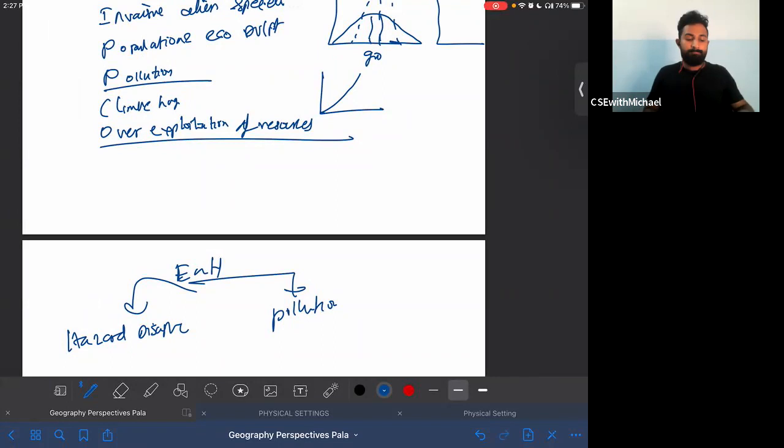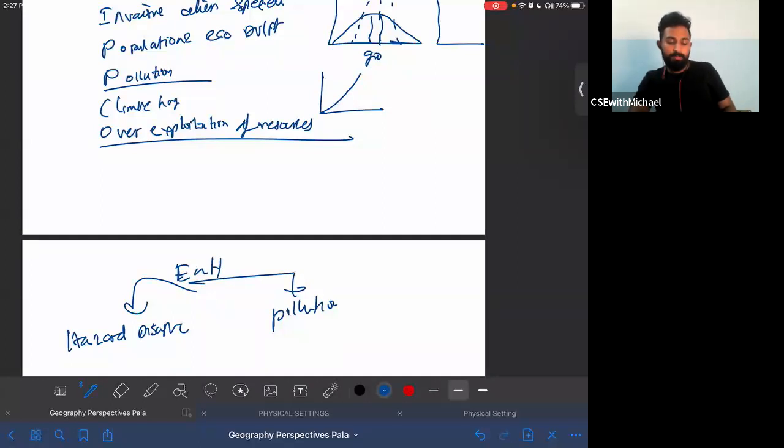Okay, environmental degradation refers to something related to decay, but environmental degradation is the larger term than environmental decay. That is to be kept in mind. It refers to lowering in the quality of environment. Generally, it refers to lowering in quality of environment, but in geography, environment has wider implication.